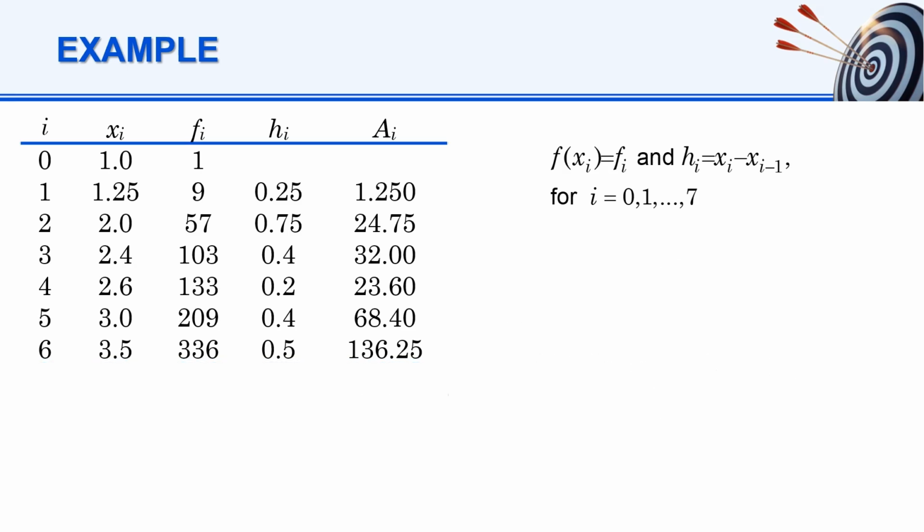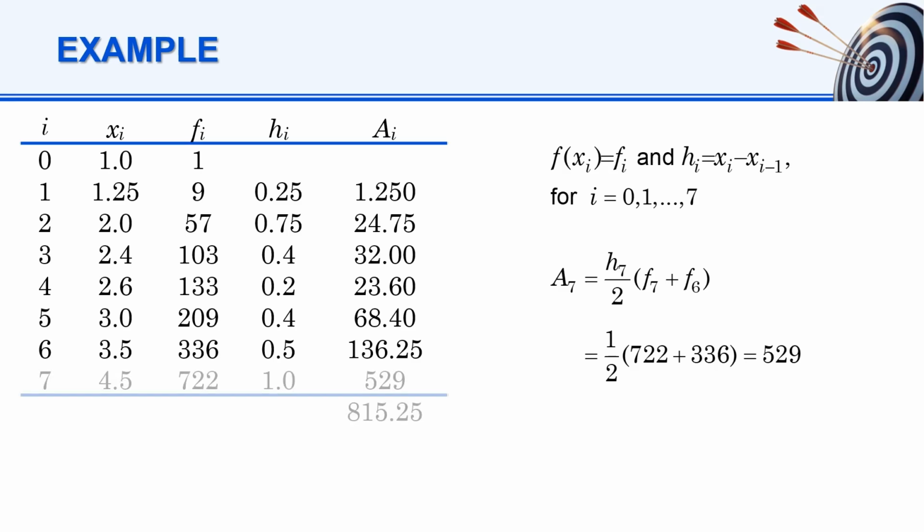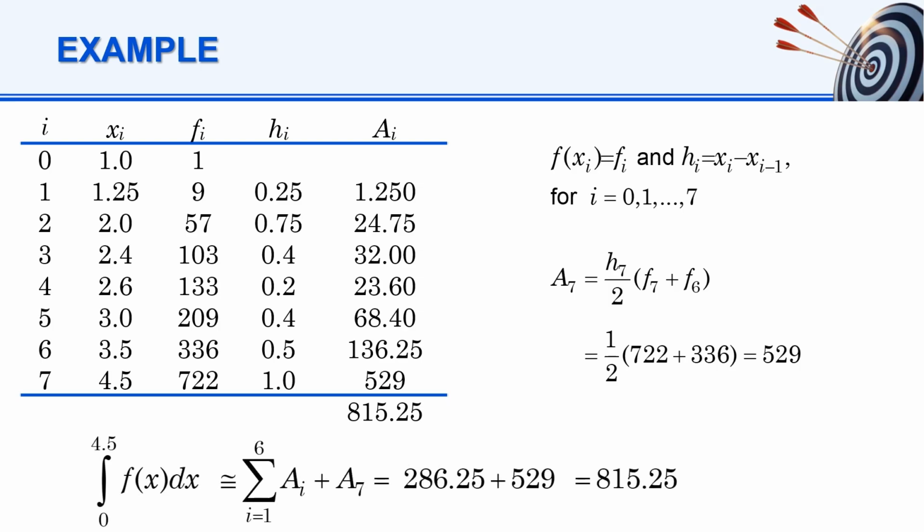When we integrate up to x equals 4.5, all we need to do is calculate the area of the trapezoid for the last panel, which is found to be 529. We can add this result to the estimated numerical integral from 0 to 3.5, which yields 815.25.